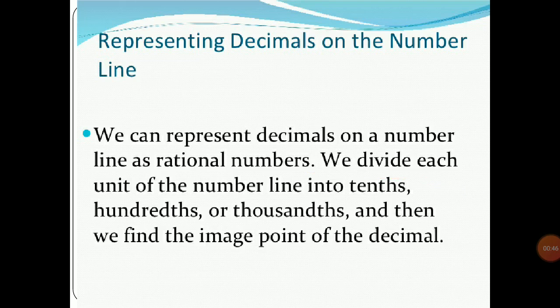Representing decimals on the number line. We can represent decimals on a number line as rational numbers, and what is meant by a rational number we have already studied in a previous video. We divide each unit of the number line into tenths, hundredths and thousandths, and then we find the image point of the decimals. Tenths means 1/10, hundredths means 1/100 and thousandths means 1/1000.